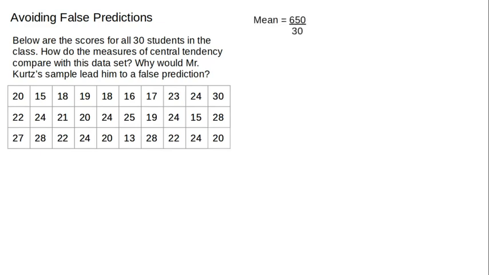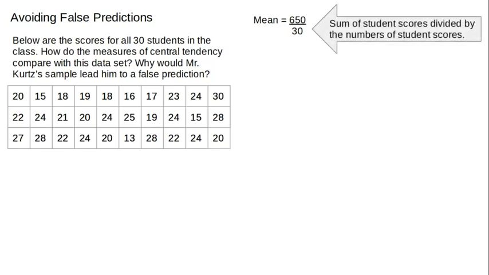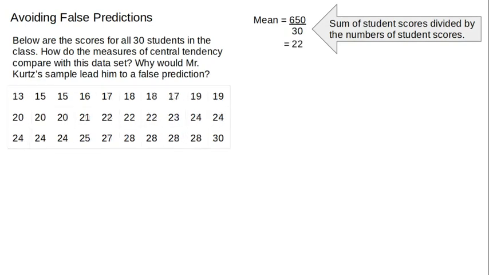Well, in this case, if we added up all the scores in the class divided by the number of students in the class, we could find the mean, which would be 22. Now let's rearrange the data from the lowest score to the highest score. Here we can find the median or middle number, which would be 22. The mode, or number that appears most often, is 24.